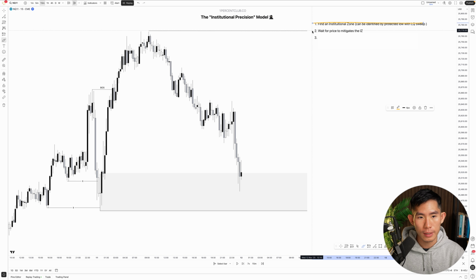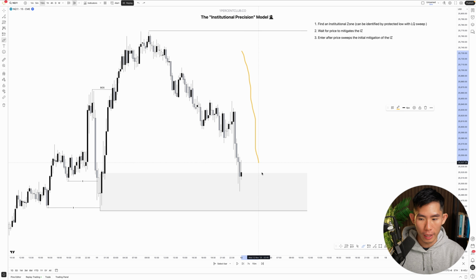First step done, second step done, and the third step is you want to enter after price sweeps the initial mitigation of the institutional zone. The key word here is initial, all right? What I basically mean by that is that when price comes down to this institutional demand zone, it's going to get an initial reaction just like this. Price is going to bounce off it because the minute price comes into here, there are going to be buy orders sitting at this price point, and it's going to start pushing up just like this.